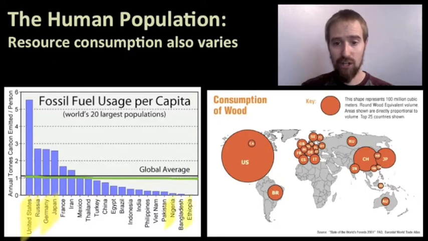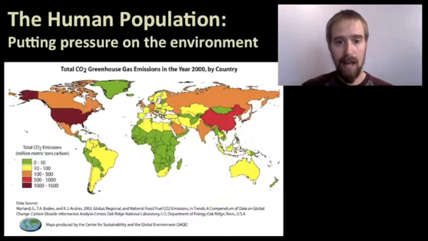In countries like Nigeria and Ethiopia, both of which are growing very rapidly, fossil fuel consumption per person is only a tiny fraction of the global average. As our population grows, and as we consume more resources, we also end up producing more waste and pollution, and putting more pressure on our environment as a result.